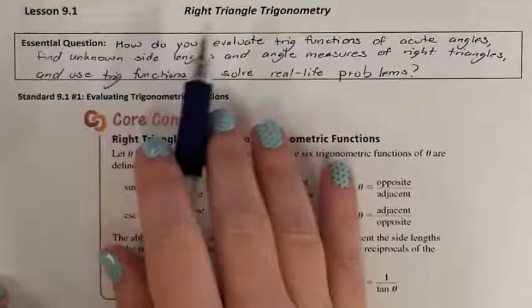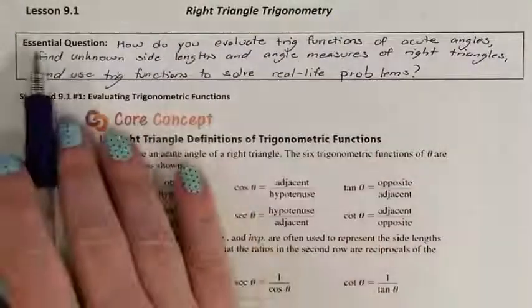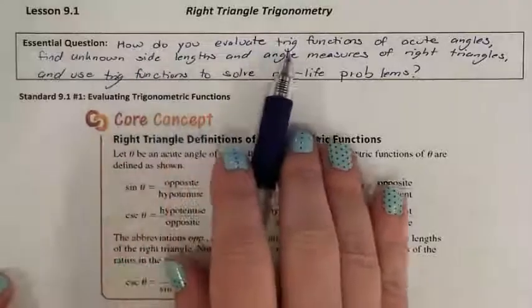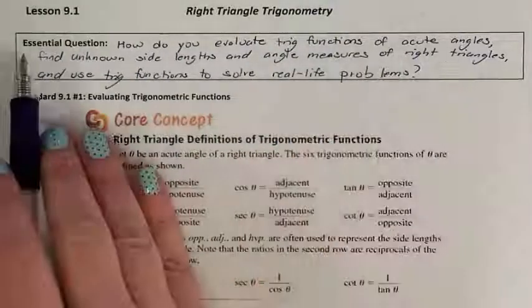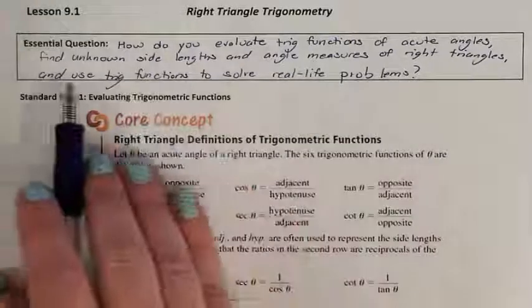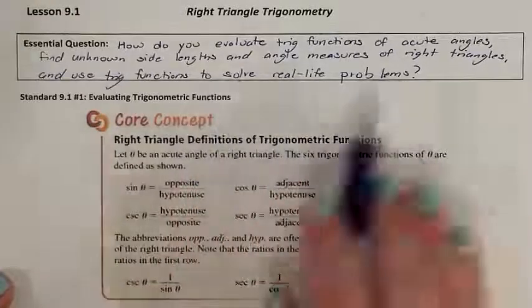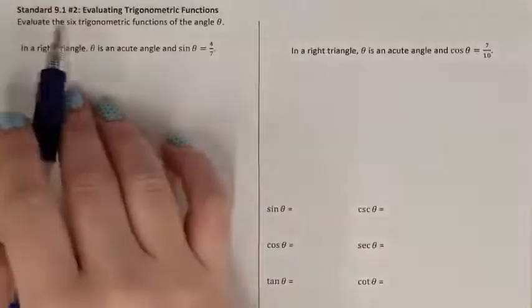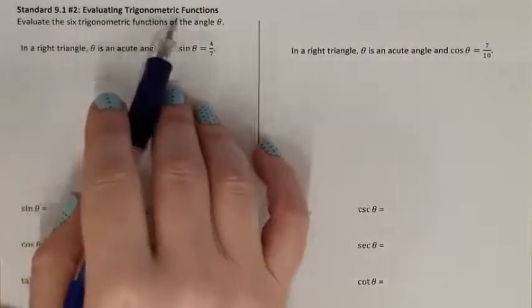Lesson 9.1, Right Triangle Trigonometry. Our essential question: how do you evaluate trig functions of acute angles? Find unknown side lengths and angle measures of right triangles, and use trig functions to solve real-life problems. Standard 9.1, number 2, evaluating trigonometric functions.